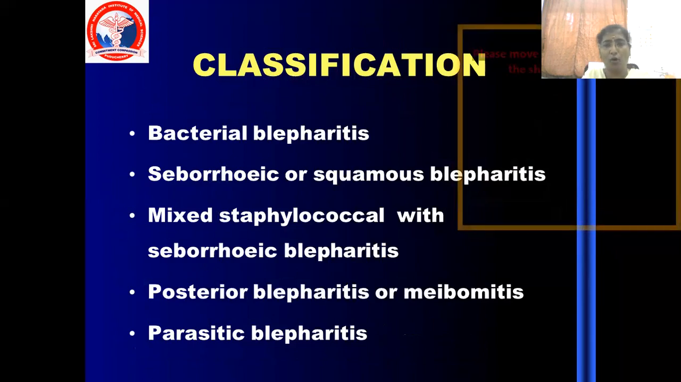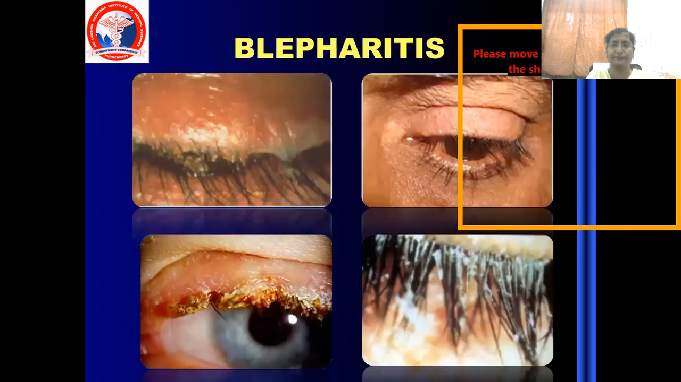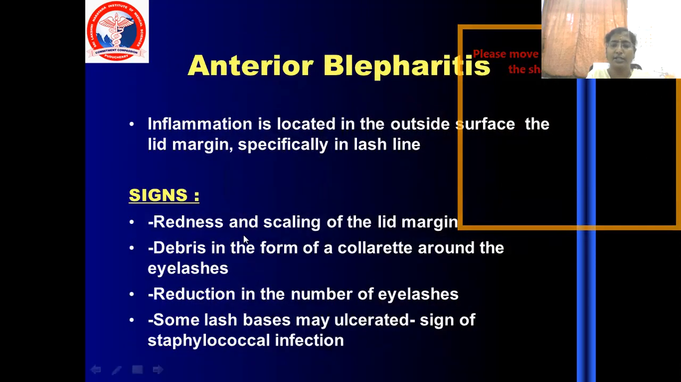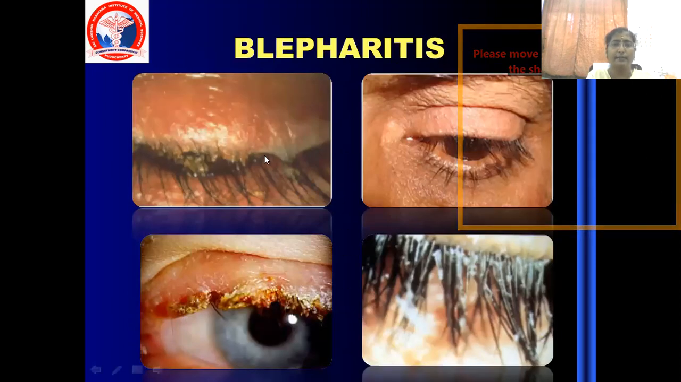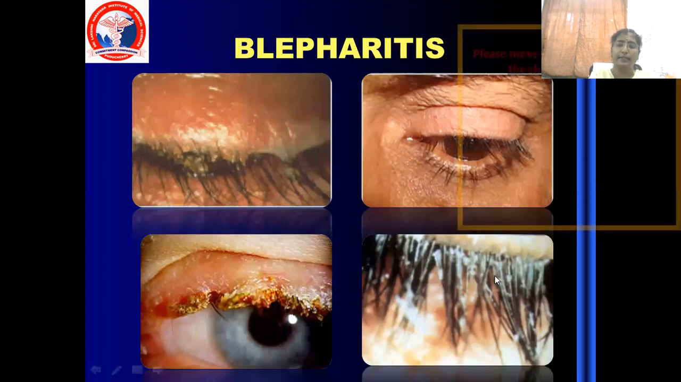It can be bacterial blepharitis, seborrheic or squamous blepharitis, mixed staphylococcal with seborrheic blepharitis, posterior blepharitis or meibomitis, and parasitic blepharitis. Here you can see the crusting of the lashes. This is a severe case, and you can see seborrheic or dandruff-like material on the lid margins.